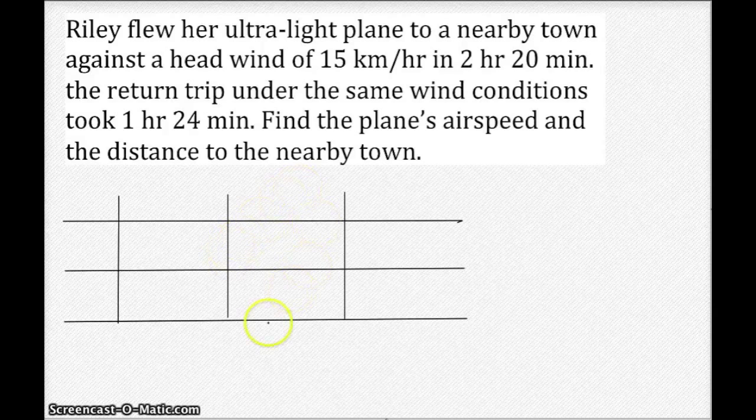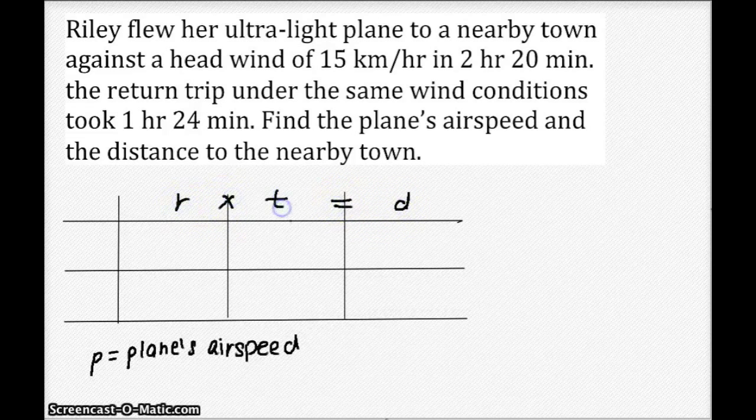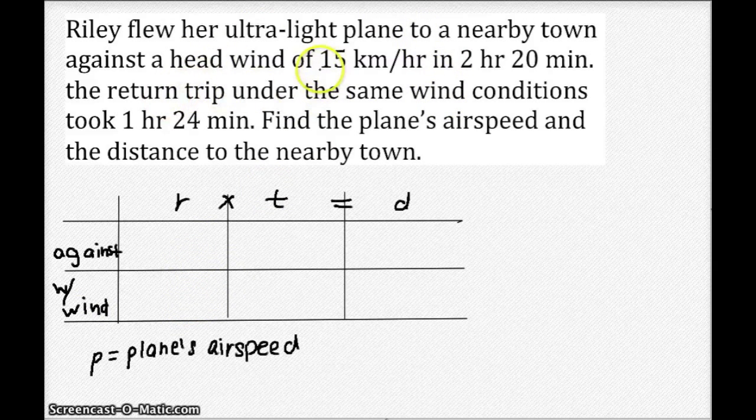So let's make P the plane's airspeed. We want to know the distance. Distance equals rate times time. We're going to set the table up like this, and this is going to be against the wind, and this is going to be with the wind. And we're just going to fill out this table. So it says in the beginning, against a headwind of 15 kilometers per hour in 2 hours 20 minutes.